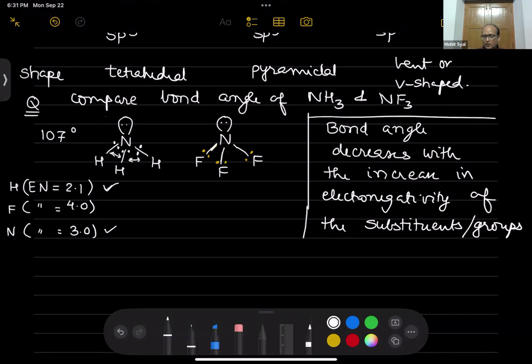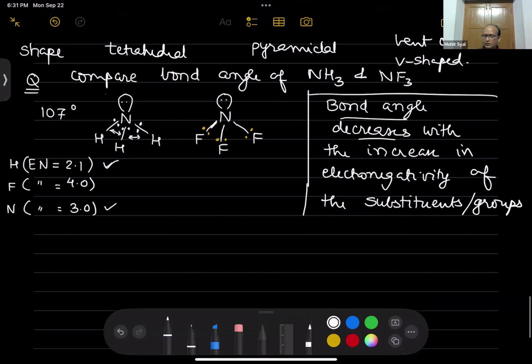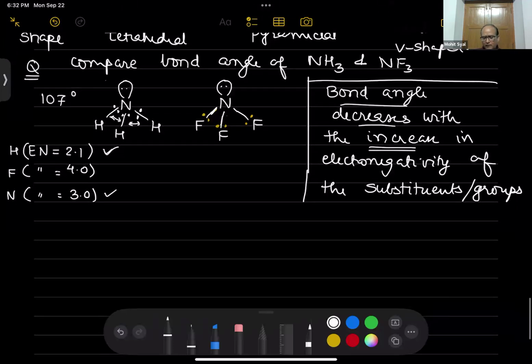So this is a very important point of VSEPR theory, that the bond angle will decrease with the increase in electronegativity of the substituent. Is it clear? There is one more very famous question which asks us to check the polarity or the dipole moment of NH3 and NF3.